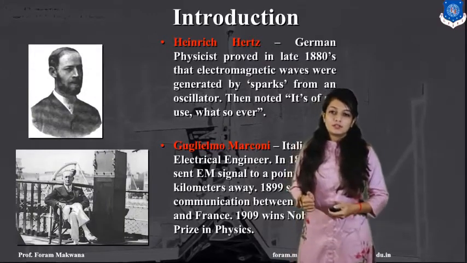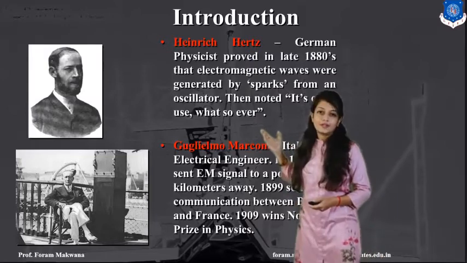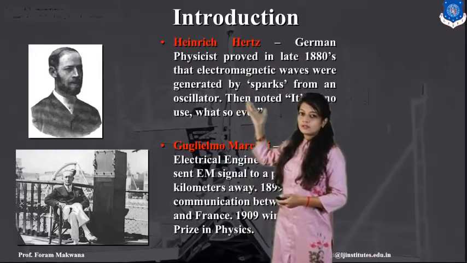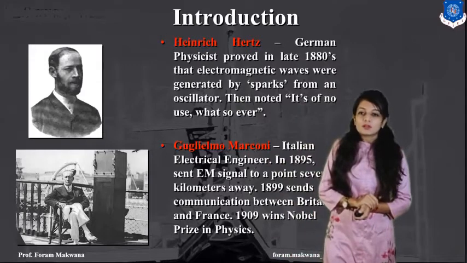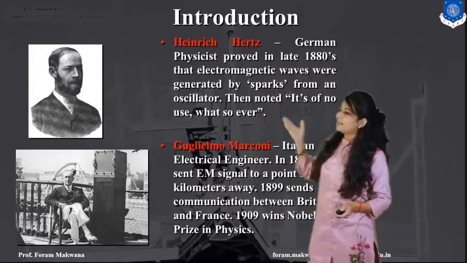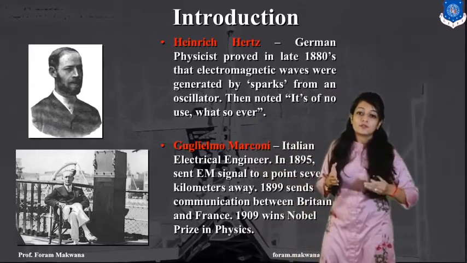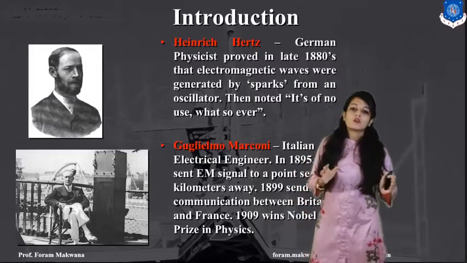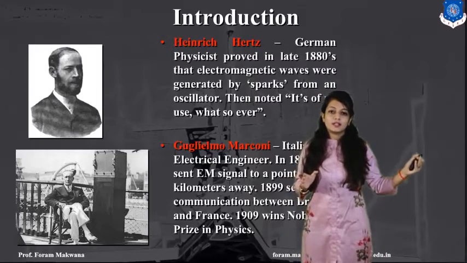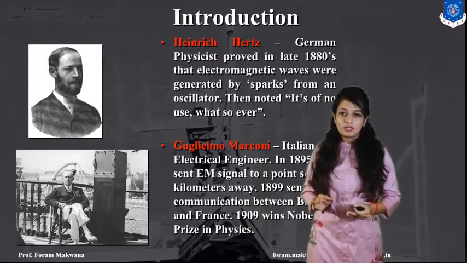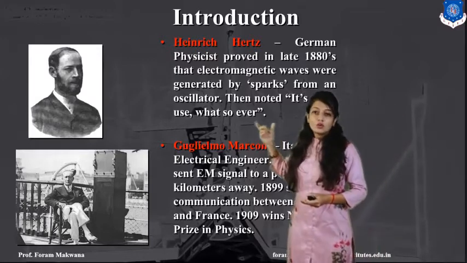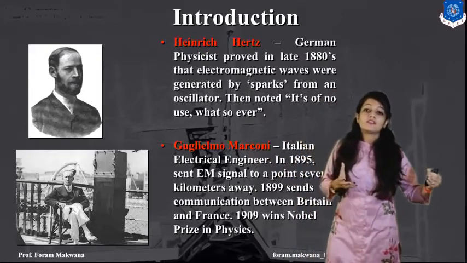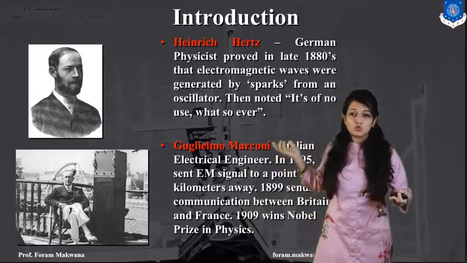Let us start with the introduction of radar. As you can see over here is Heinrich Hertz, a German physicist who proved in the late 1880s that electromagnetic waves can be generated by sparks from an oscillator. And then we know that an oscillator is a continuous signal at a fixed frequency. Right? That means he had noted that it is of no use, as the electromagnetic wave is generated with the help of a spark.